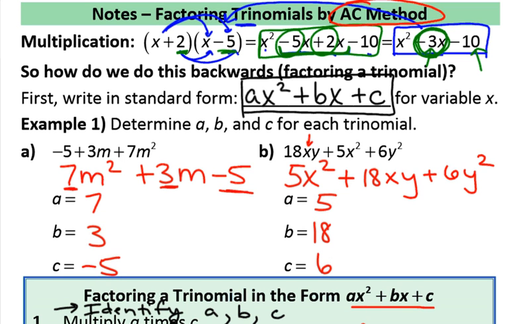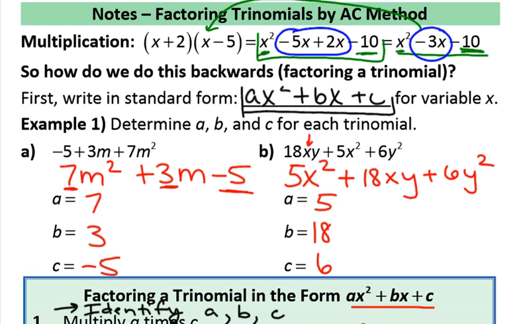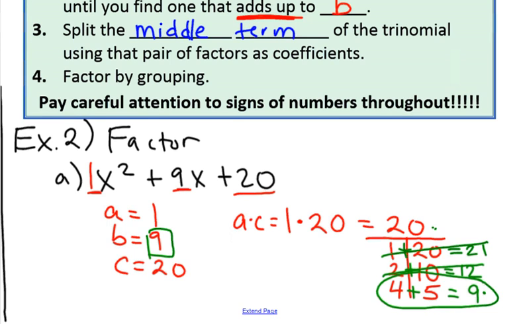Now, if you also look, if I start here, sorry, I'm having a lot of colors here, so let me just kind of erase this. Okay, if you start here and we're moving backwards, looking at this middle term, the x squared stays x squared. The -10 stays -10. But looking at the middle term, that B term, that gets split into the two numbers that I find. So that is the next step. Step 3. Split the middle term, that's the B term, of the trinomial using that pair of factors as coefficients.